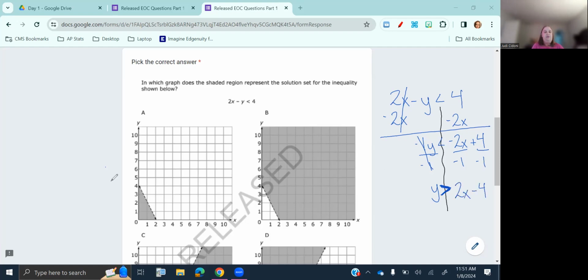Now, the reason why that's important is for the shading. Since it's a greater than sign, we're going to be shading above. If it had been a less than sign, it would have been below, but it's greater than now because I had to flip it, remember? So it needs to be above the line.